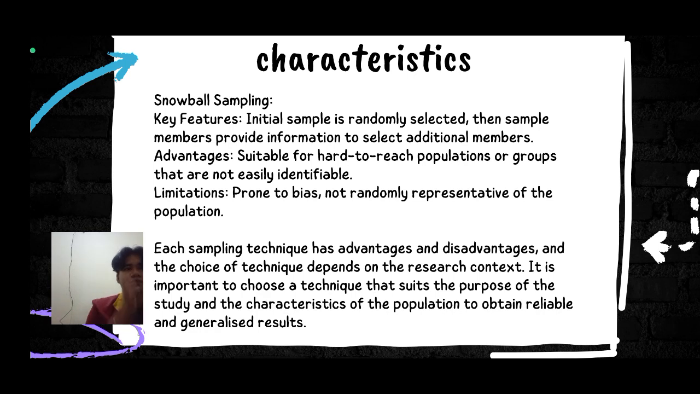And then snowball sampling. Key features: initial sample is randomly selected. Then sample member provide information to select additional member. Advantage: suitable for hard to reach population or group that are not easily identifiable. Limitation: prone to bias, not randomly representative of the population.